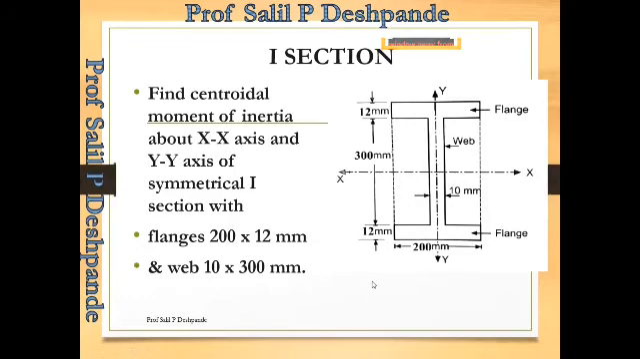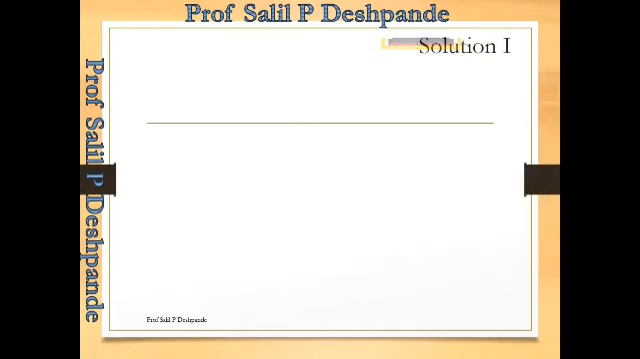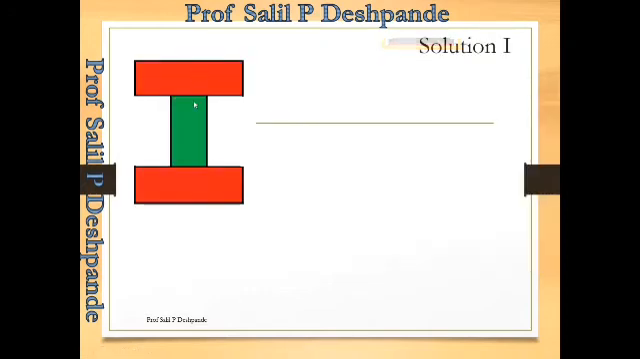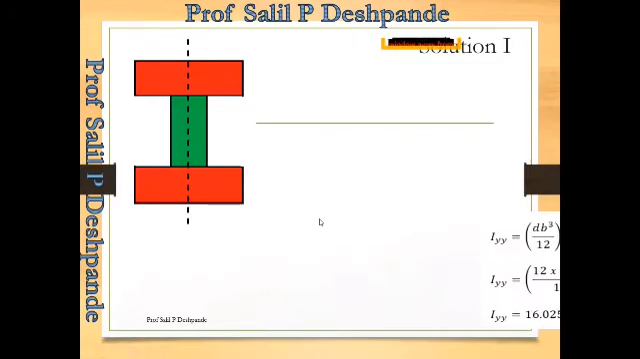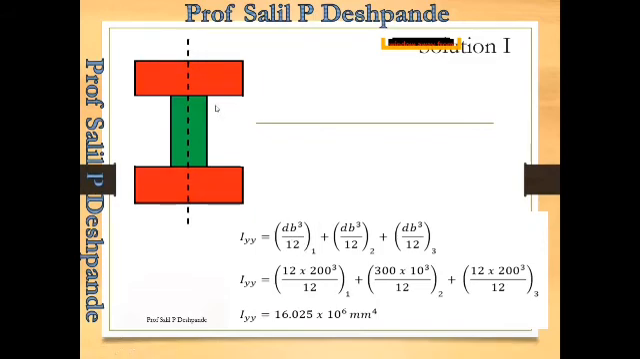Now the method that we have seen just now is definitely applicable. So what I have done, this is my I section. In red I have marked the flanges, in green I have marked the web. This is the y axis. So you can calculate the moment of inertia about y axis directly. db cube by 12 for figure number 1, 2, 3, put the values and get the answer of IYY. So here your IYY is 16.025 into 10 raised to 6 mm raised to 4. This part is absolutely same as what we have done in the previous sum.